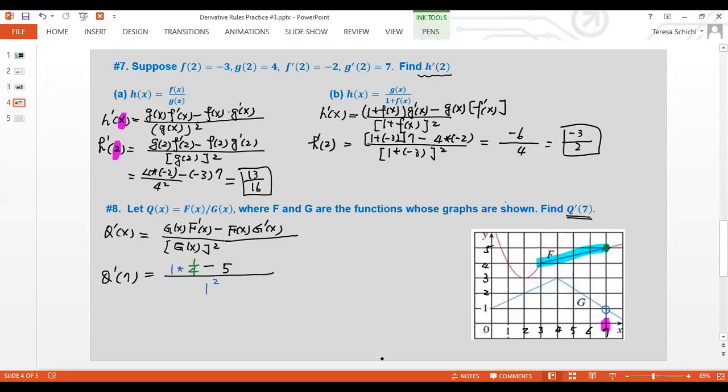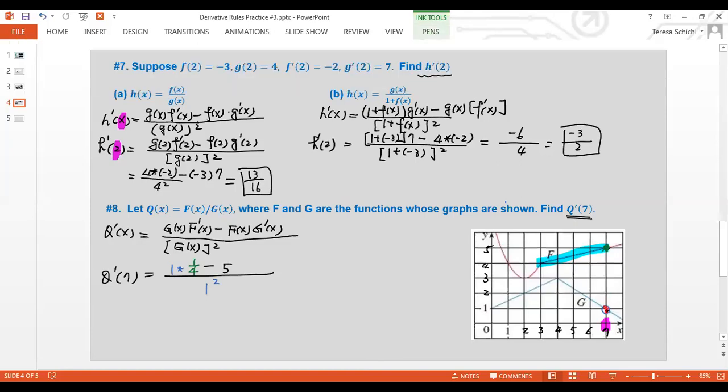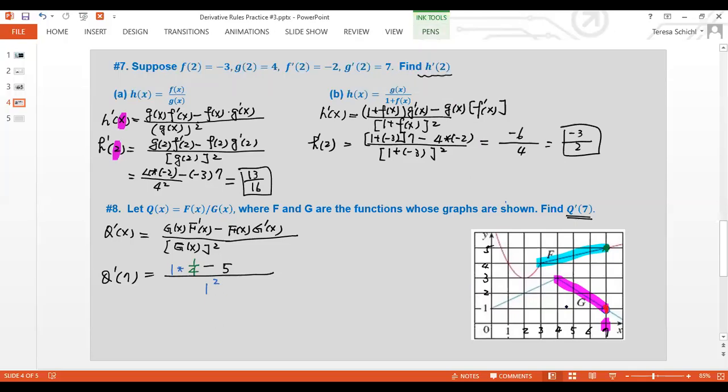Now let's take a look at G prime of 7. G prime is here, right? So I'm looking for the slope of this line here. What is the slope of this line? It's rise over run. The rise is the drop of 2, right? And then the run is 3. So the slope is negative 2 over 3, right?